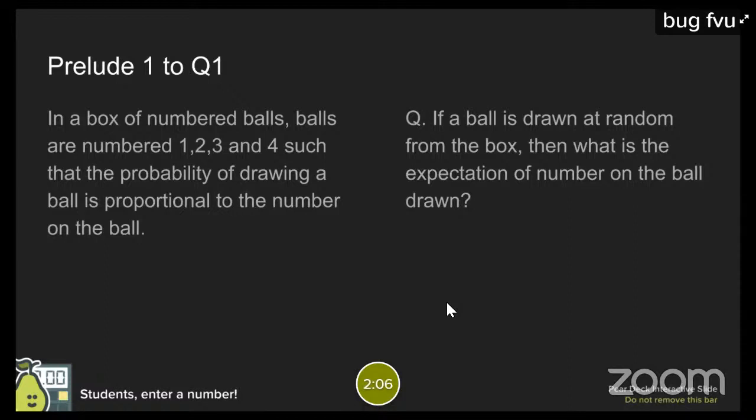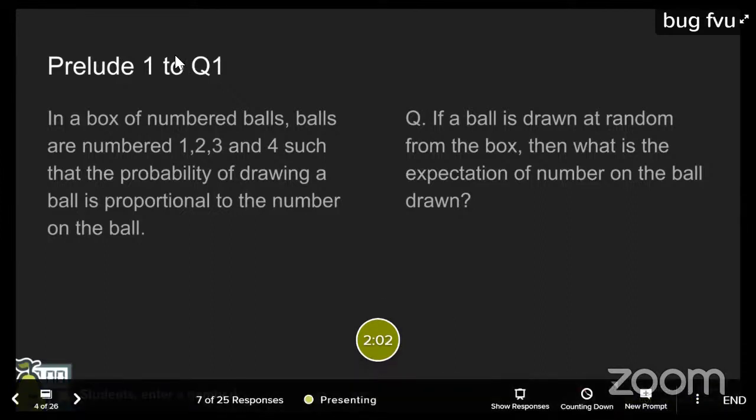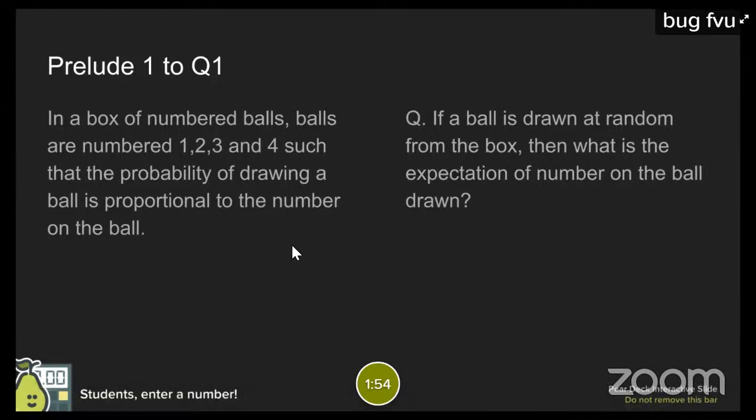Is there a number on the ball? Is there any number of the balls? You don't know how many balls there are. You just know that there are balls numbered 1, 2, 3, 4, and the probability of drawing the ball is proportional to the number on the ball. That's the only information you have.